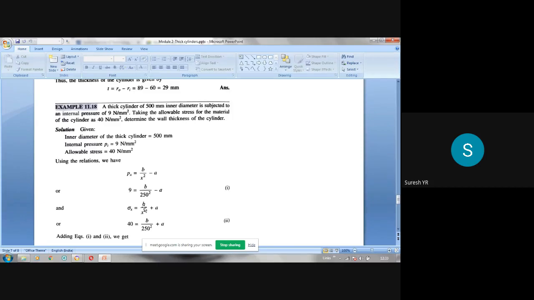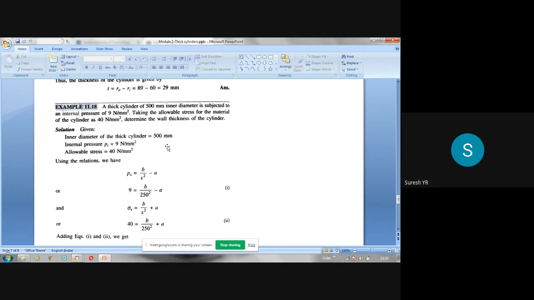Another equation, same thing. He has given the maximum allowable stress. Allowable stress means maximum stress. So sigma x is equal to b by x square plus a, that we have to take.